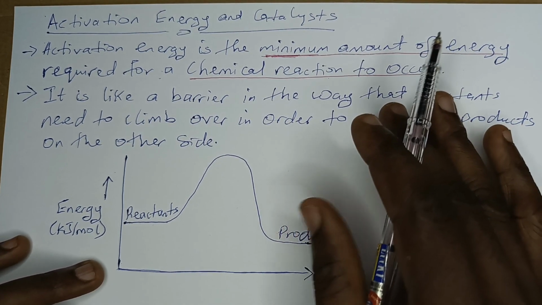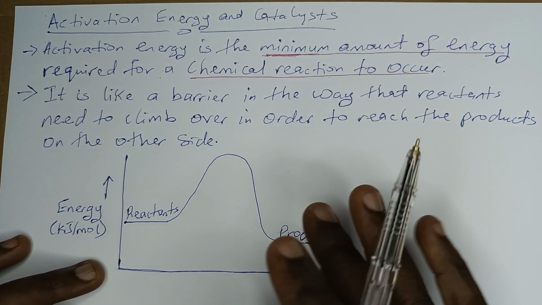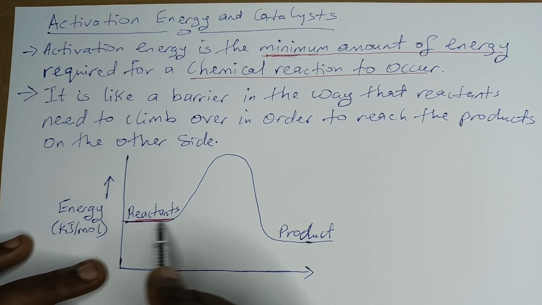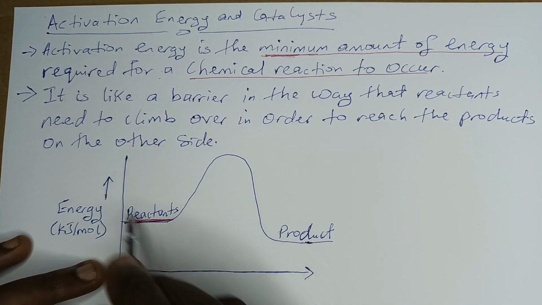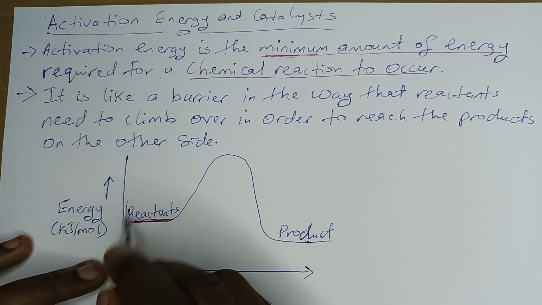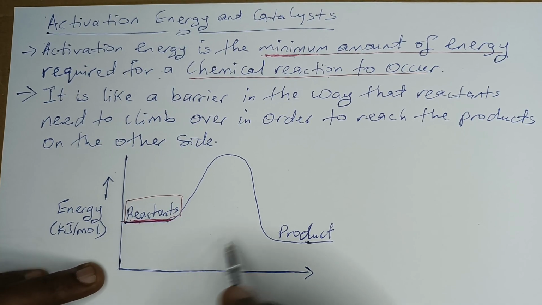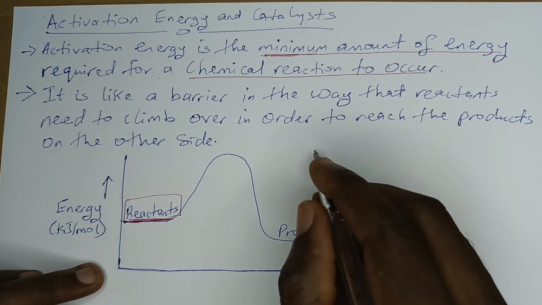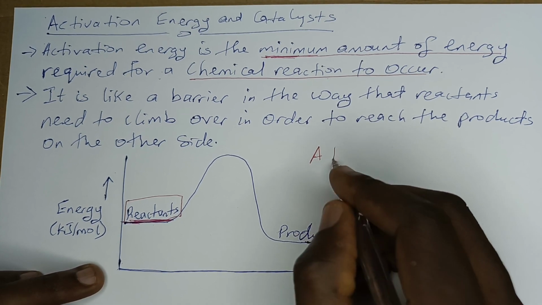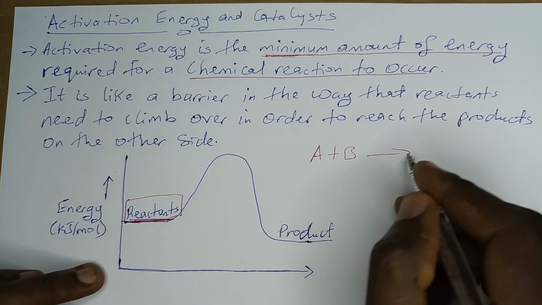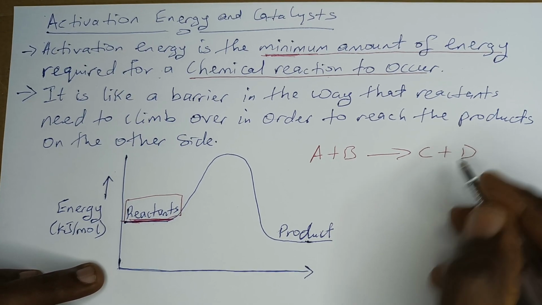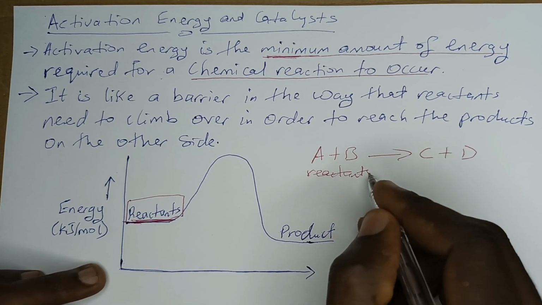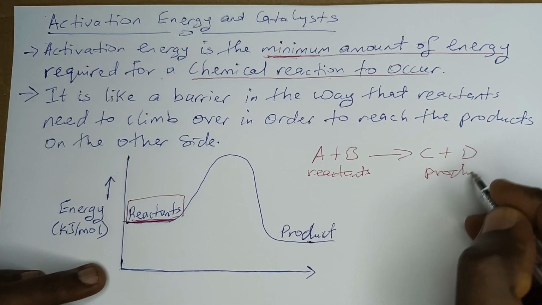Now, for every chemical reaction, you always have reactants. Those are the things that are coming together, reacting together to form a product. Two things might come together. For example, you might have A reacting with B to give you C plus D. These are the reactants, and these are the products.